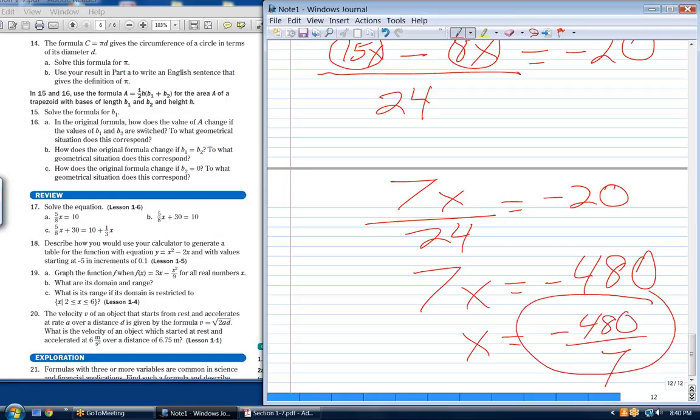So there's the answer. It can probably be simplified. 4 goes into that, 7 goes into that. It's going to be an odd number. So whether you want to turn that into a proper fraction or an improper fraction is up to you. That's a perfectly fine answer.